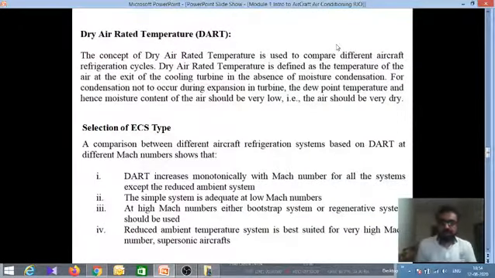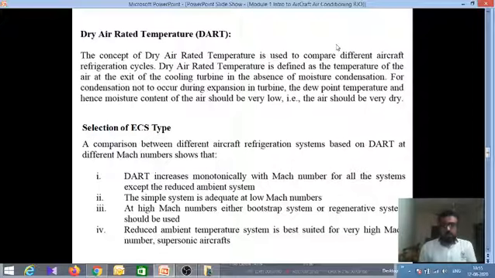DART is the dry air rated temperature. That is the temperature of the air exiting the turbine. The turbine is the one which produces the cooling. It is considered under one condition, that the air is totally dry without any moisture in it. If there is moisture, a part of the cooling produced will be used to condense this water. So it is assumed that the air is dry and everything is available for cooling. That's called DART.